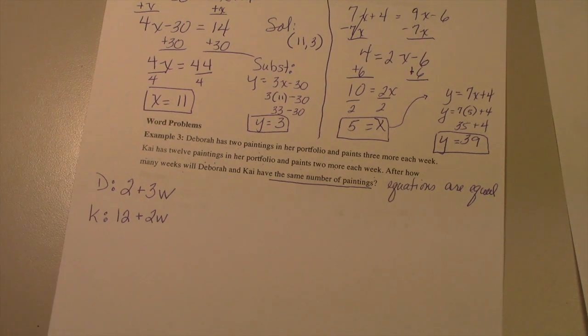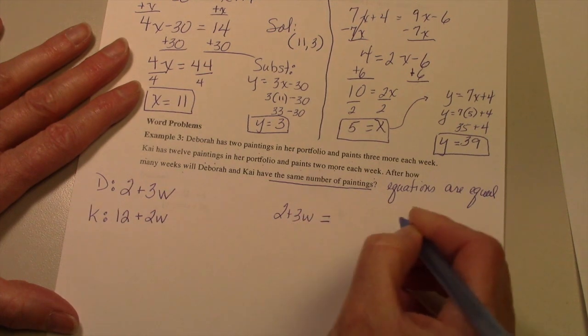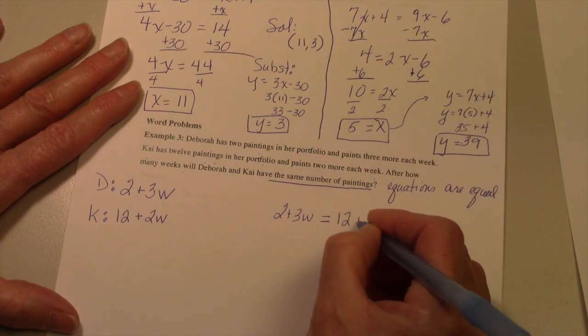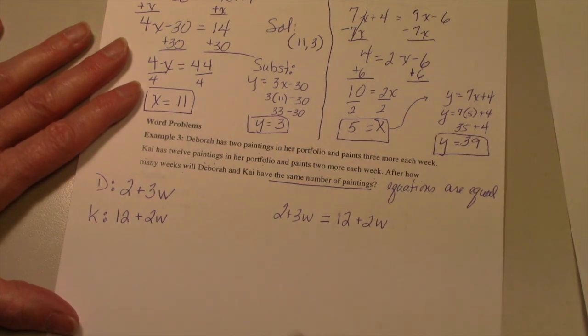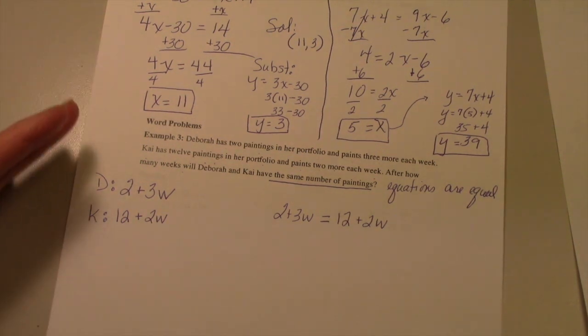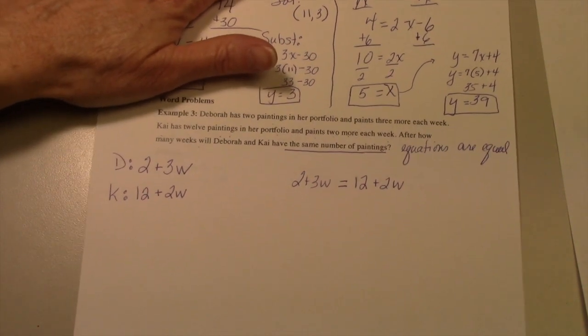These two want to know when they're going to be equal. So we're going to set them equal to each other. 2 plus 3w. When will they be equal? When the 12 plus 2w. Got to solve for w. And w will be how many weeks it will take for them to be equal. Okay? Classic algebra question.